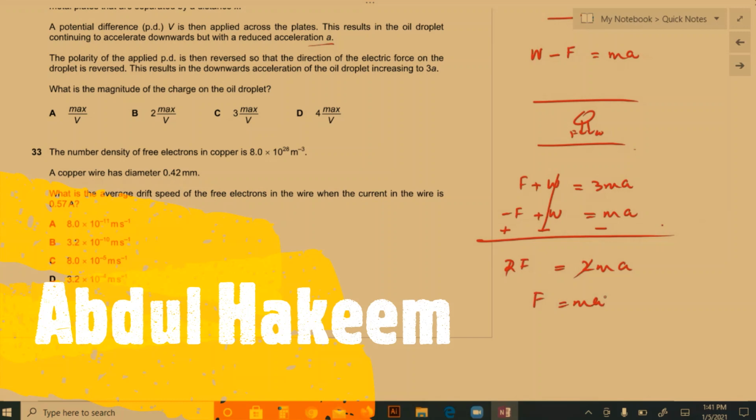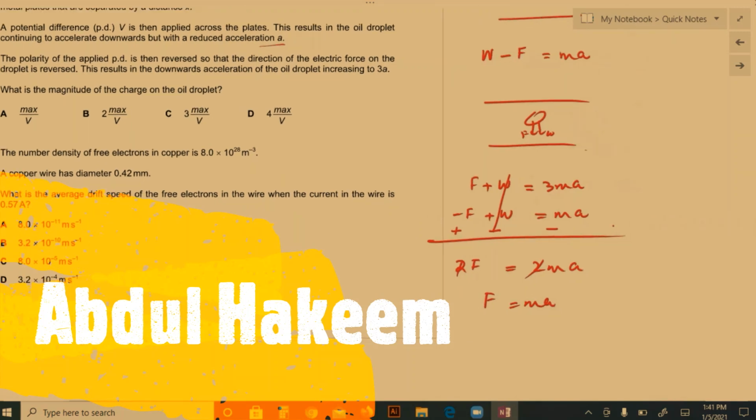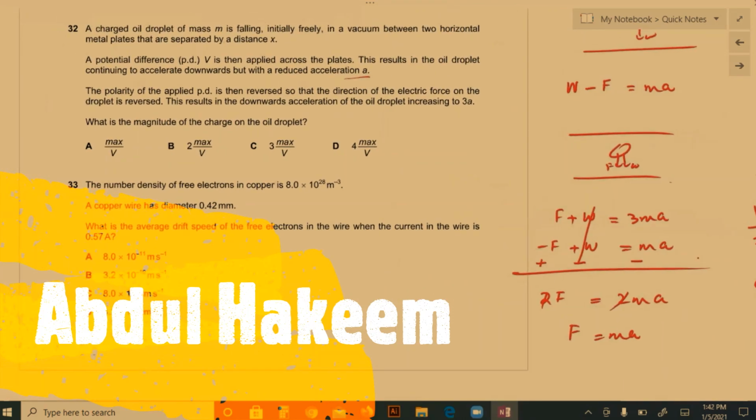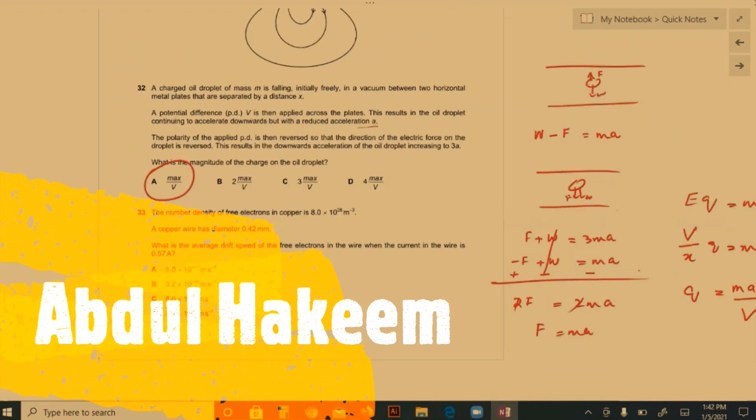And do remember the electric force F is equal to EQ is equal to ma, and the electric field strength E is the potential difference divided by d, and this d is given as x, so V over x times Q is equal to ma. Hence Q is equal to max over V, so the correct option is A. So look at this.